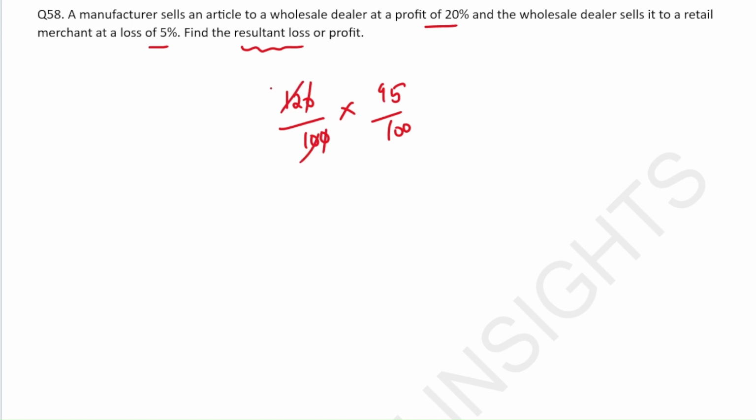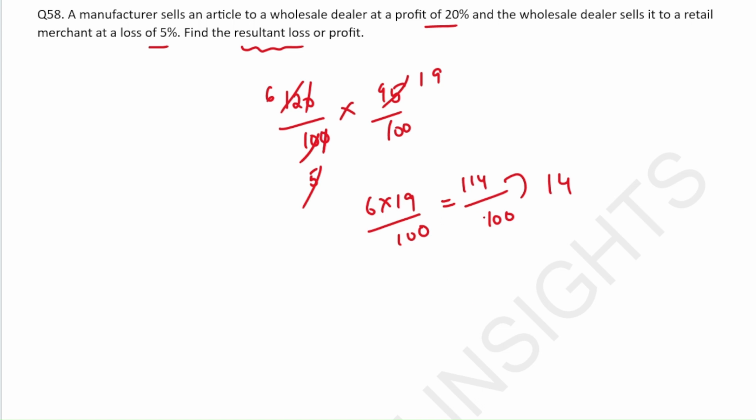0, 0 cancel. This will be 6 by 5. 5, 1, 19. So 6 into 19 by 100. If you multiply 6 into 19, you will get 114 divided by 100. So this is profit by how many units? This is by 14, right? So we have to find the percentage. Profit percentage will be 14 divided by 100 into 100. 100 cancel. So 14% is your answer.